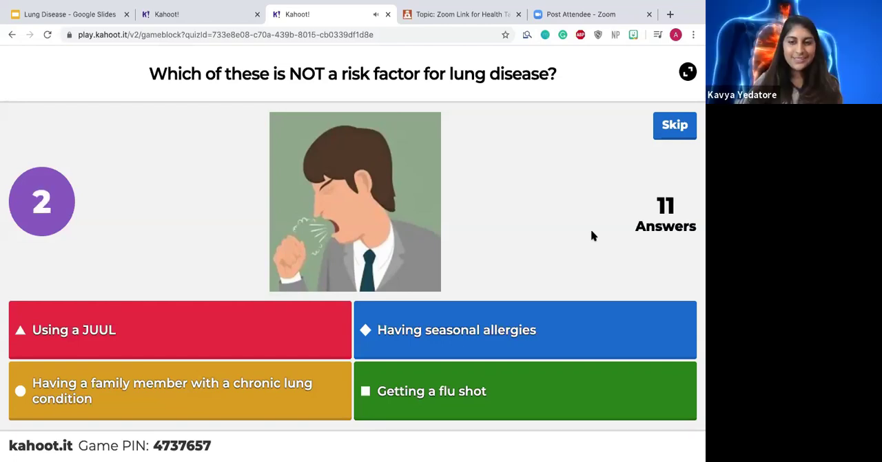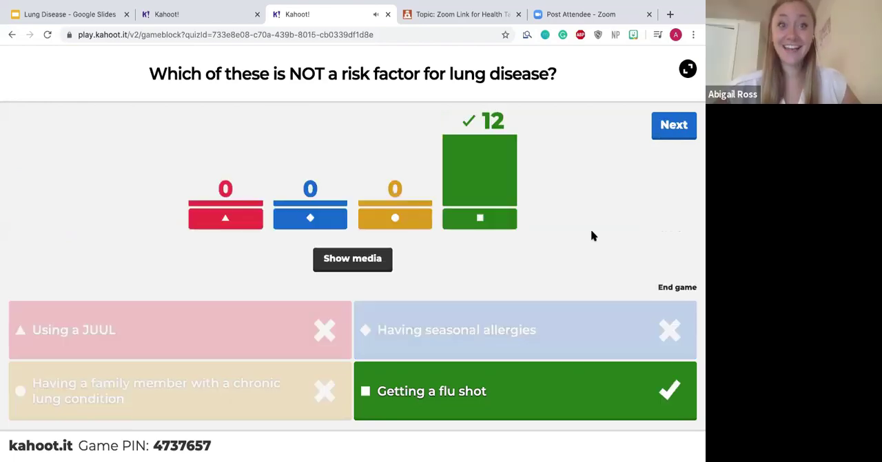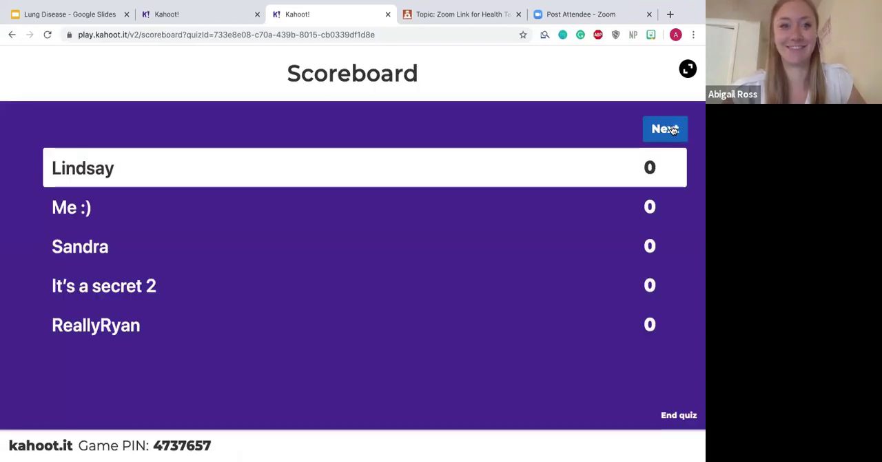Oh, y'all are fast. Nice. Awesome job, you guys. So you know that all these other things are risk factors for lung diseases, but getting a flu shot can actually help prevent lung disease that can be caused by the flu. Nice job. Next question. Ooh, Lindsay, first place.